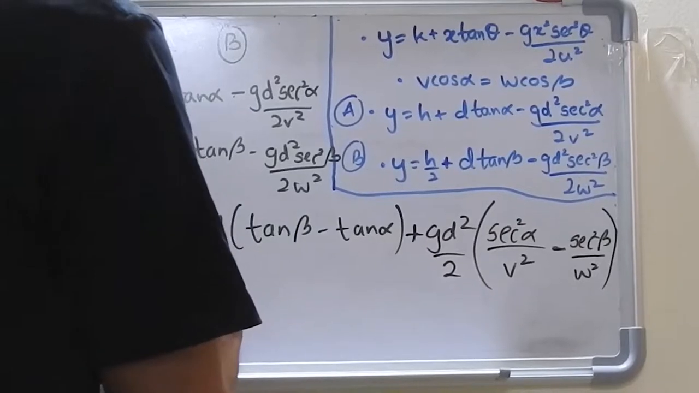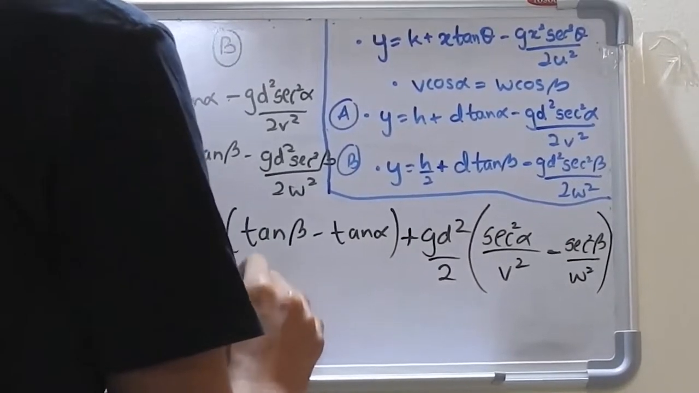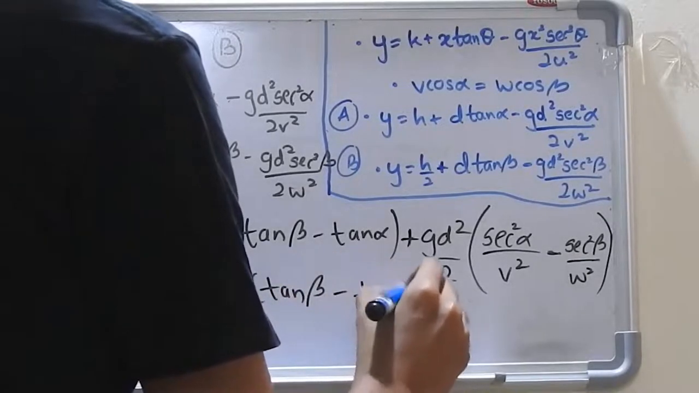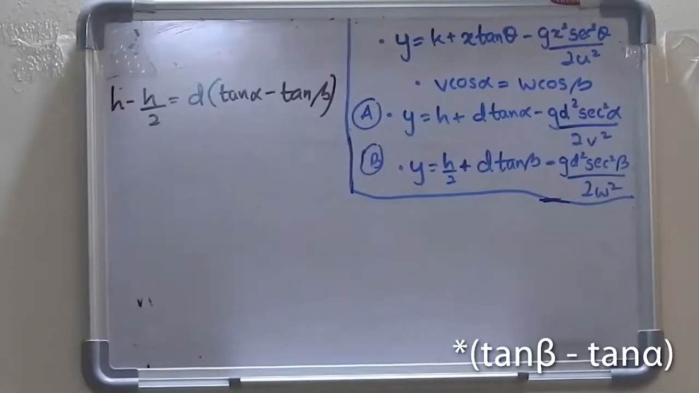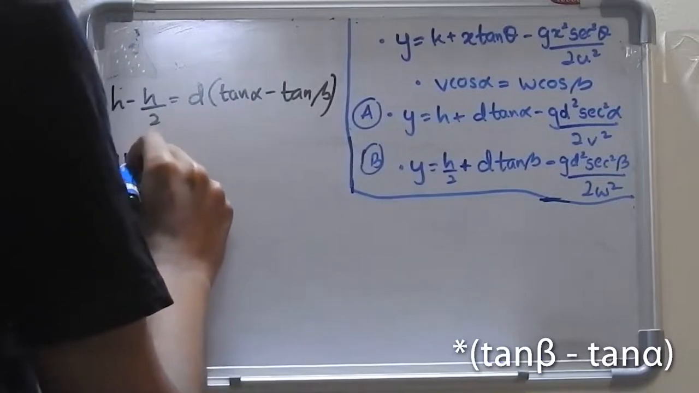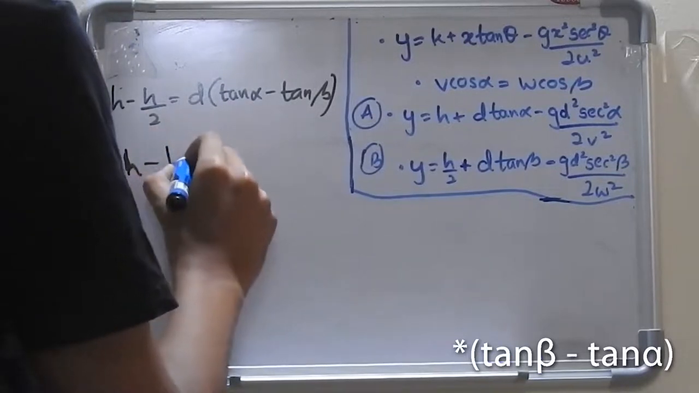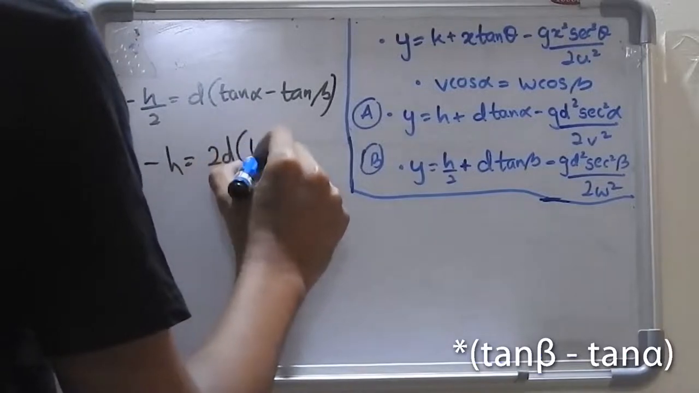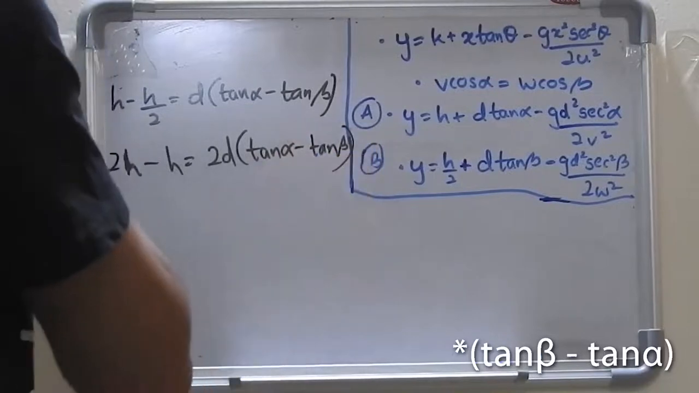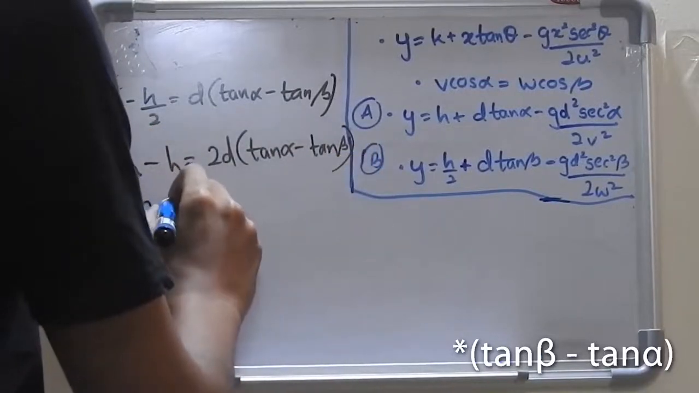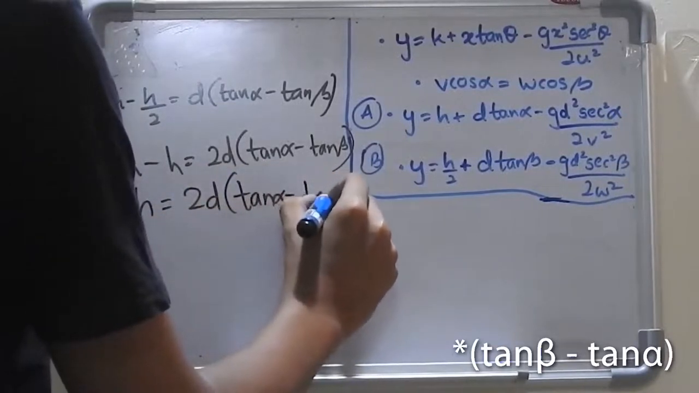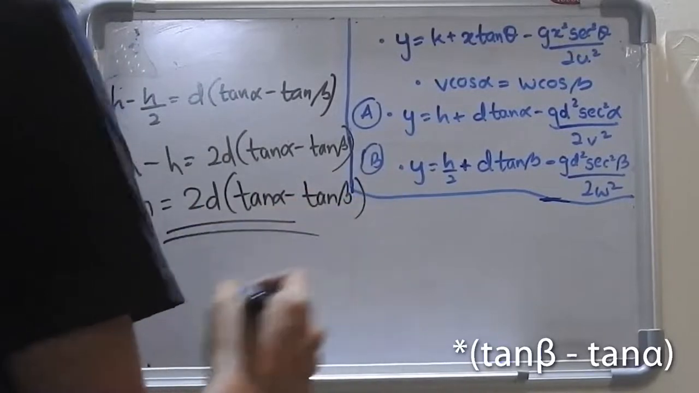So what will remain is h minus h over 2 equals d times tan beta minus tan alpha. If we multiply this whole equation by 2, it will be 2h minus h equals 2d times tan beta minus tan alpha. Therefore 2h minus h will be h, so h equals 2d times tan beta minus tan alpha. So that is what they have asked secondly.